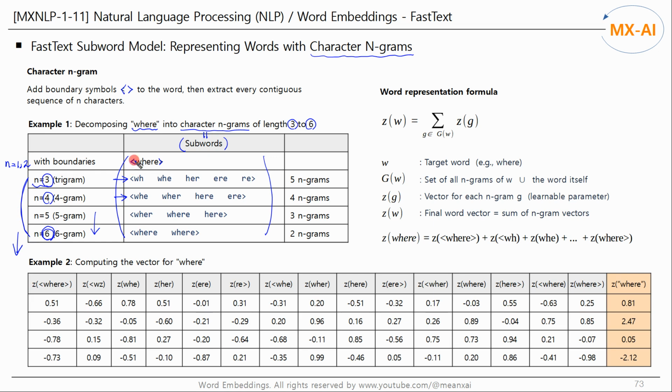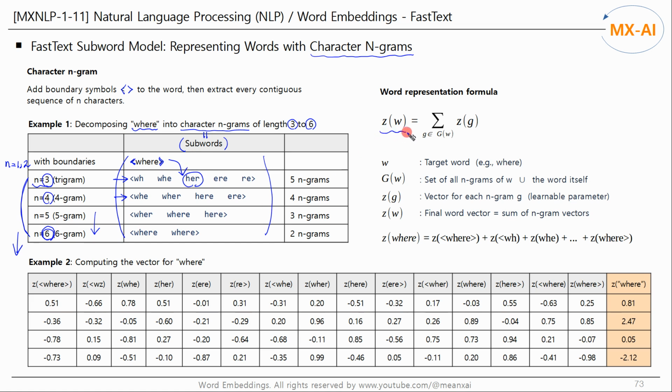Now let's see why FastText uses boundary symbols. Without boundary symbols, the n-gram her extracted from the bounded form of where would be identical to the standalone word her. In that case, the model would not be able to distinguish between the two. By introducing boundary symbols, FastText can clearly separate the n-grams of a complete word from those of its internal substrings. This allows the model to capture more precise morphological information.